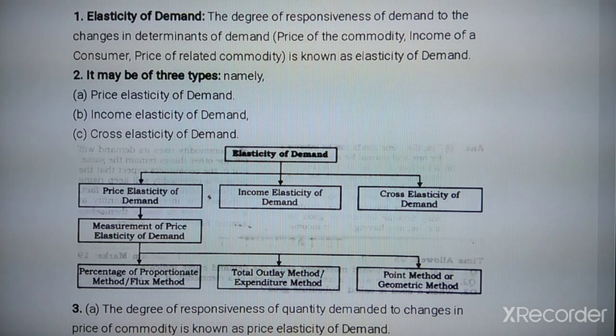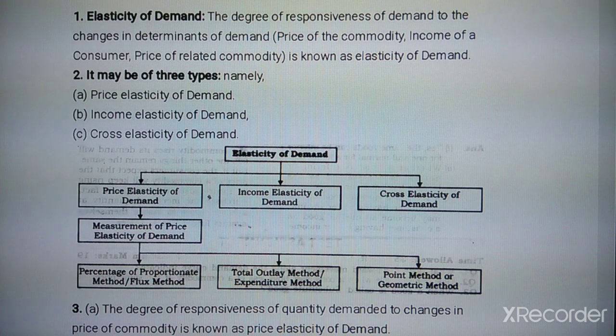Now, this elasticity of demand is of three types. First, the price elasticity of demand. Second, the income elasticity of demand. And third, the cross elasticity of demand. So in this lesson, we will only study price elasticity of demand.